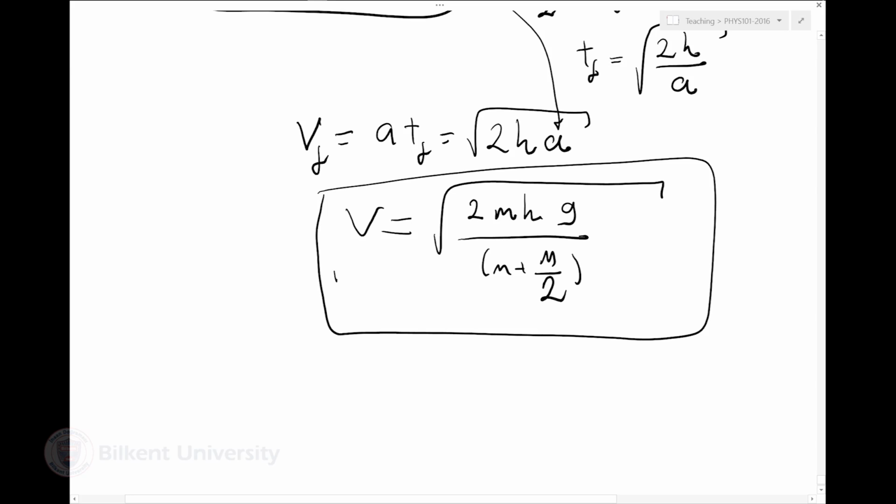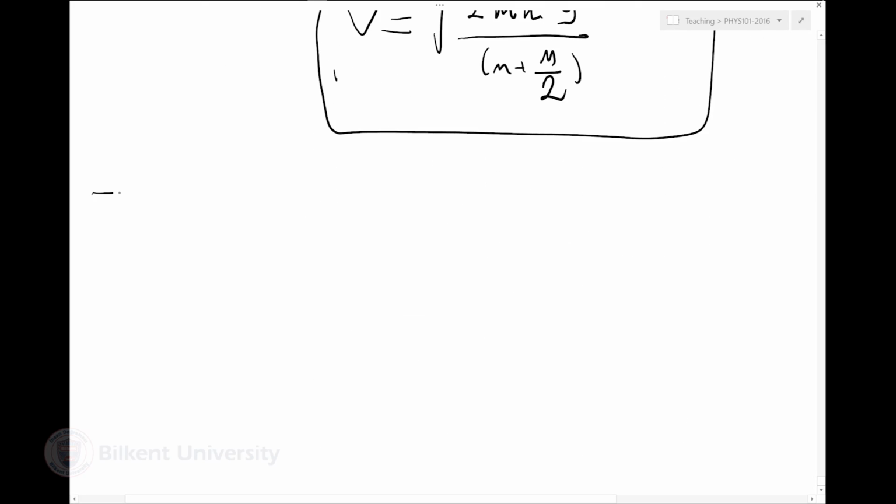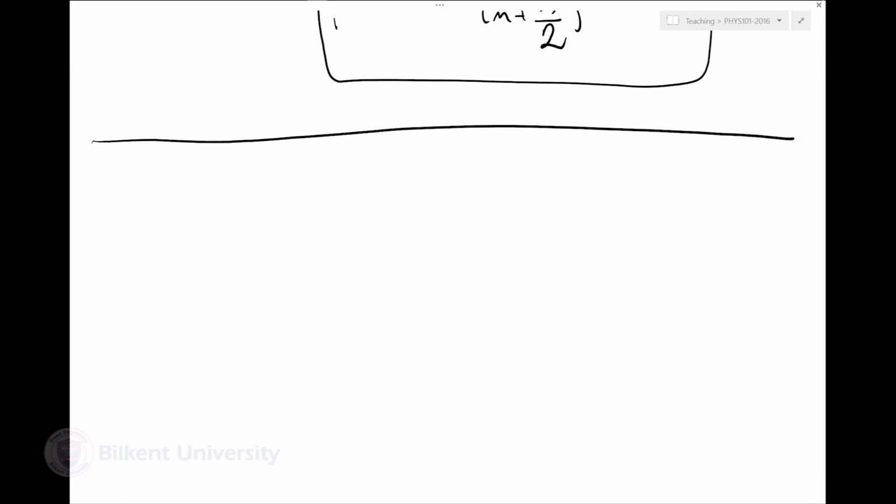Now, which one is easier? Energy conservation or dynamical equations? Energy conservation is easier. But did we do all the second calculation for nothing? No, actually we have obtained something that we did not find in the energy conservation equations. We obtained how long it would take for this object to hit the floor. So that's another piece of information we obtained because we solved the dynamical equations. Good. Let's solve one more example.